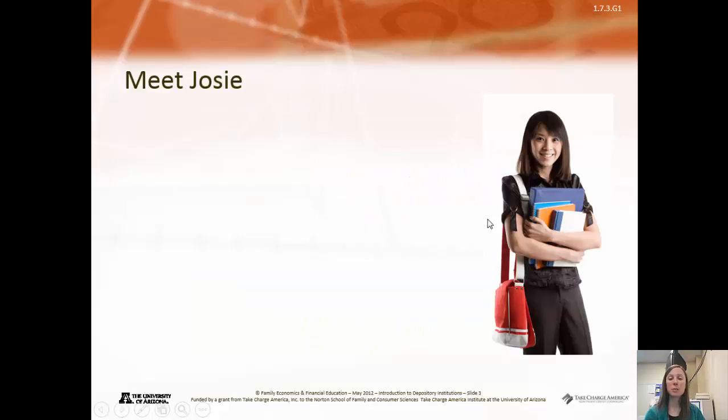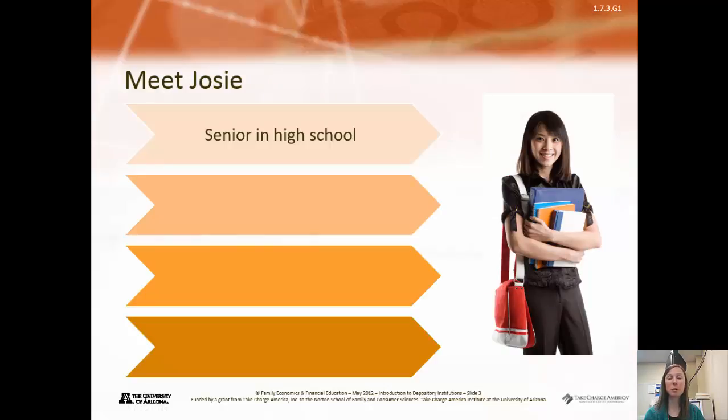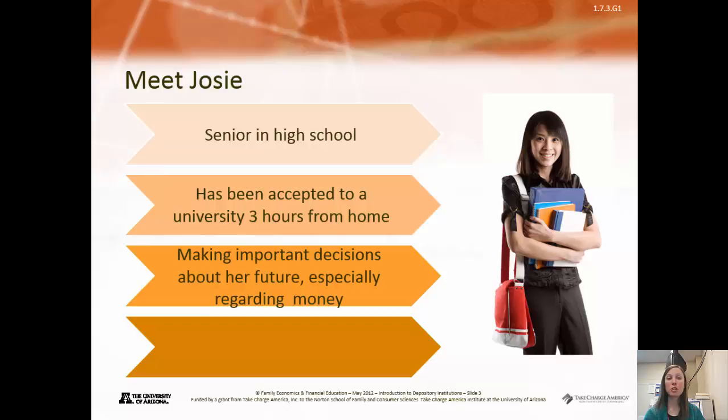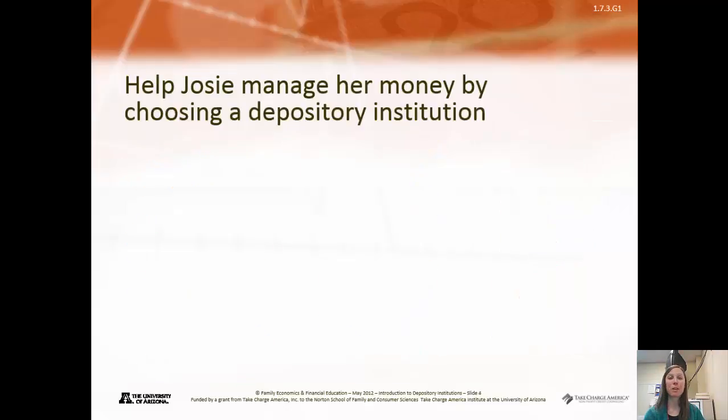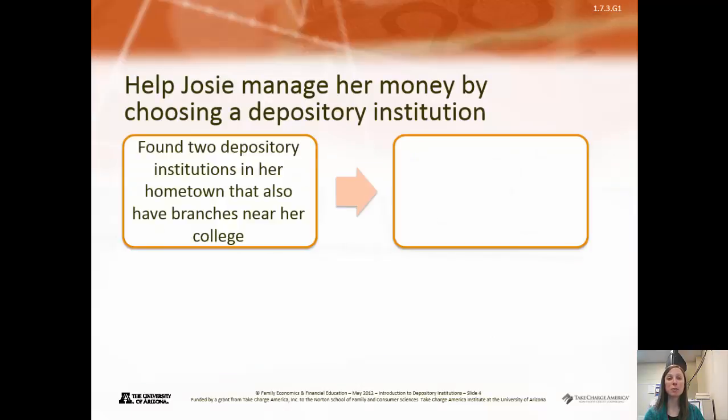So Josie is going to be our person we're going to be using throughout this activity, this presentation. She's a senior in high school. She's been accepted to a university 3 hours from home. She's making important decisions about her future, especially regarding money, and she's looking for a safe place to store her money and pay her bills while at college. So we're going to help her manage her money by choosing a depository institution.